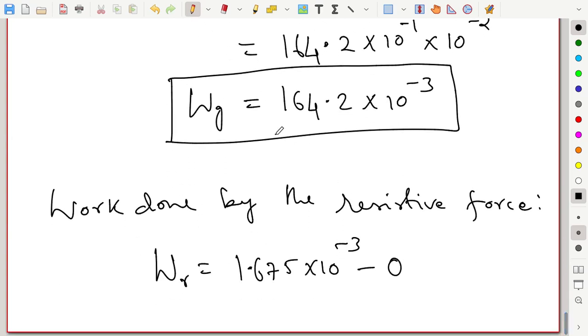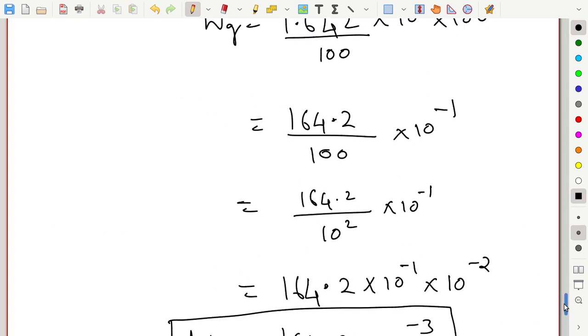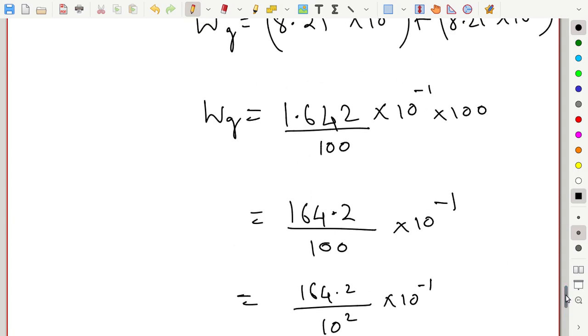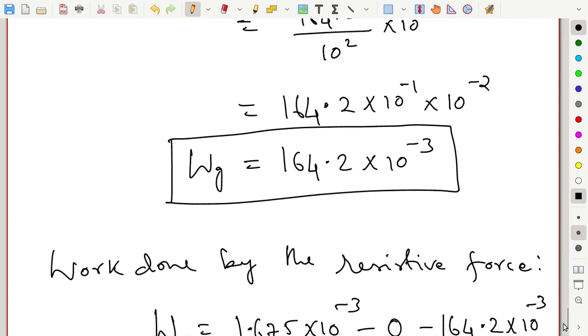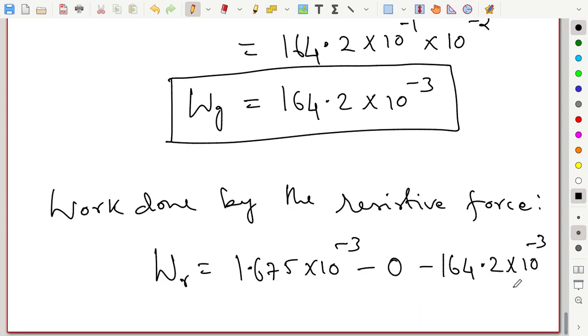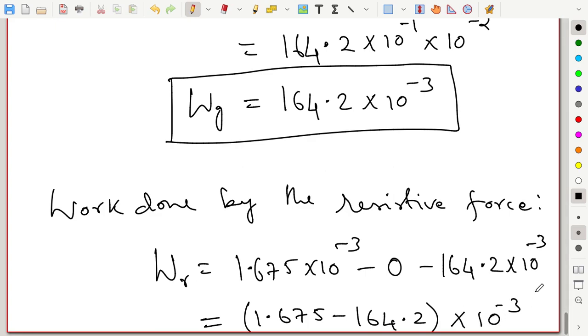And also we worked out Wg minus Wg, the work done by the gravitational force for the entire journey, 164.2 into 10 power minus 3. This is the reason I converted this value from 10 power minus 1 to 10 power minus 3. Because both these values have the same power of 10, it is easy to do the arithmetic. So we can take 10 power minus 3 outside, so we end up with 1.675 minus 164.2 whole into 10 power minus 3.